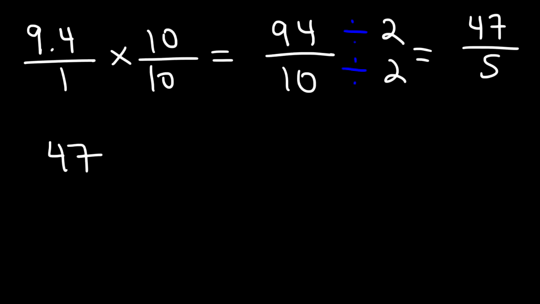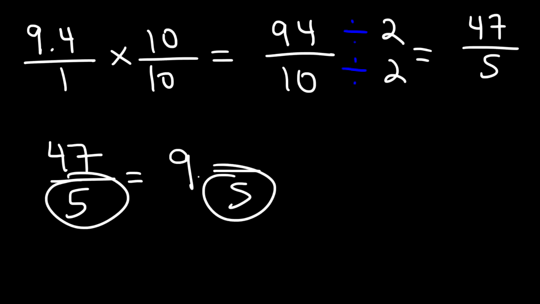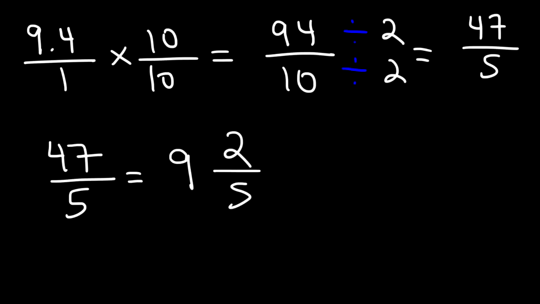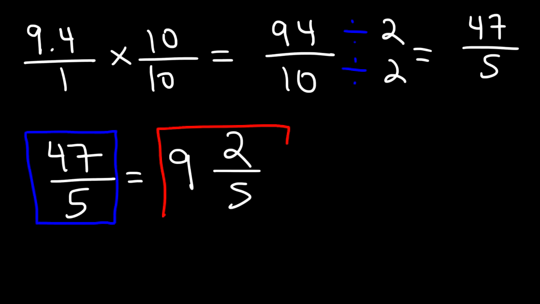Now how many times does 5 go into 47? 5 goes into 47 9 times. Now the denominator will stay the same. 9 times 5 is 45, and 47 minus 45 is 2. So that's a quick way in which you can convert an improper fraction into a mixed number mentally.